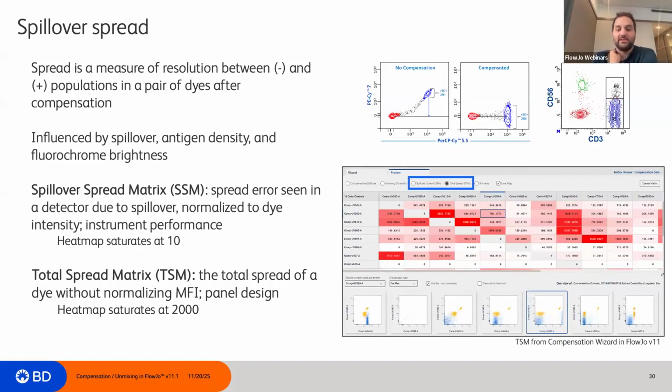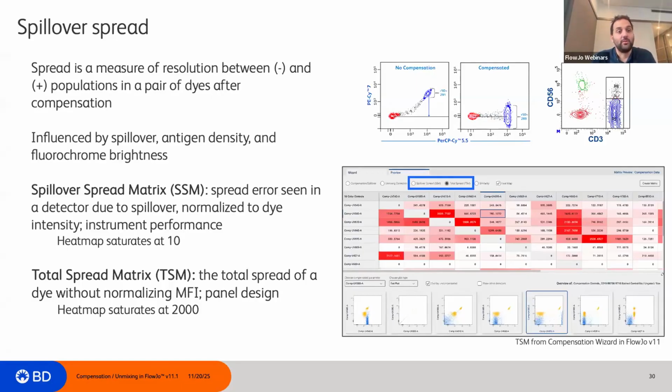Let's go to the metrics before we go to the demo. So the two metrics we can generate within FlowJo when unmixing are the spillover spread matrix and the total spread matrix. Those two metrics are calculated once you compensate within FlowJo. If you have an acquisition-defined matrix, we don't have this available.